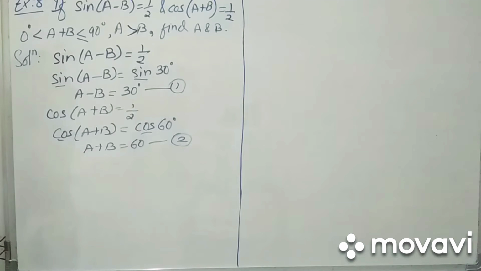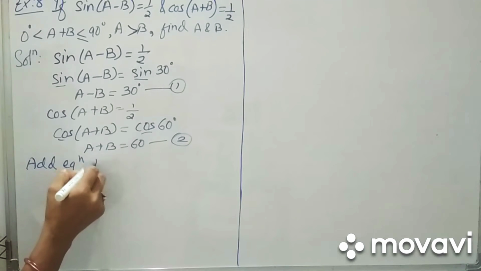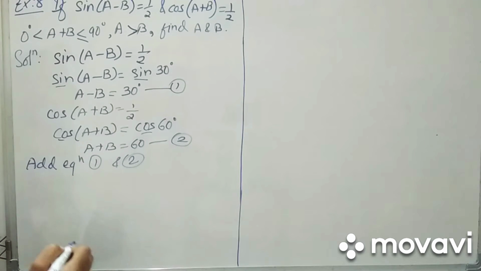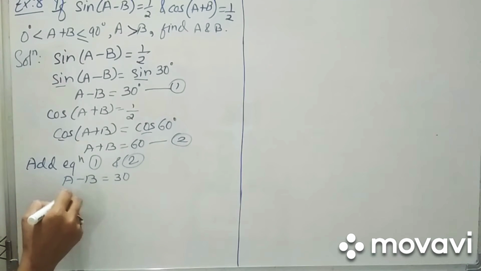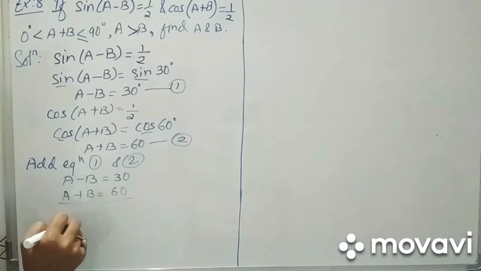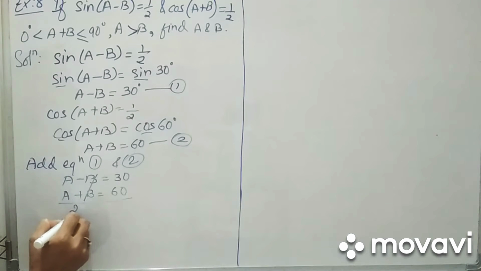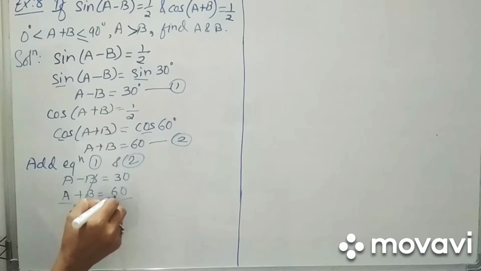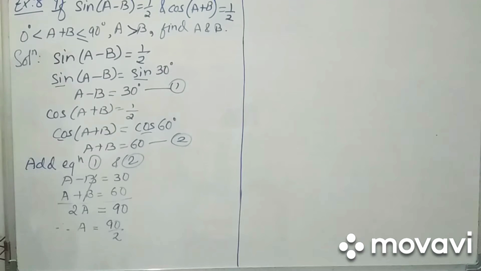How will we work it out? Elimination method. So we write equation 1 and 2. A minus b is equal to 30, a plus b is equal to 60. Add both of them. So negative and positive b would be cancelled. A plus a is 2a is equal to, add it, 60 plus 30, 90. Therefore, a is equal to 90 upon 2.